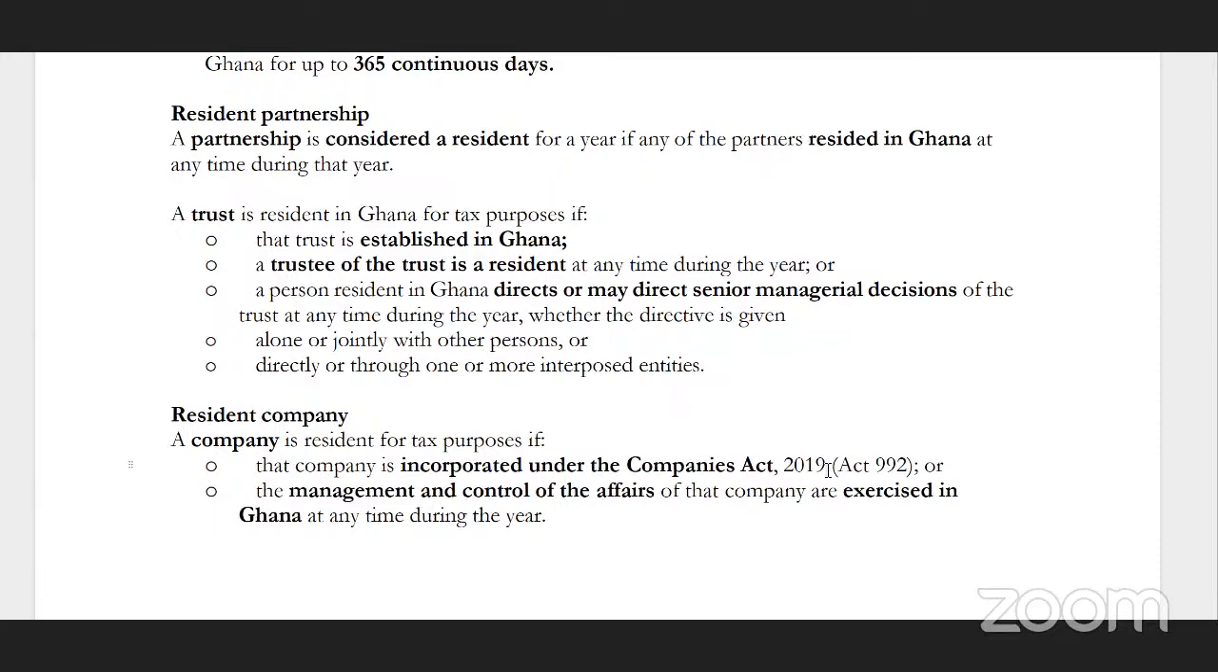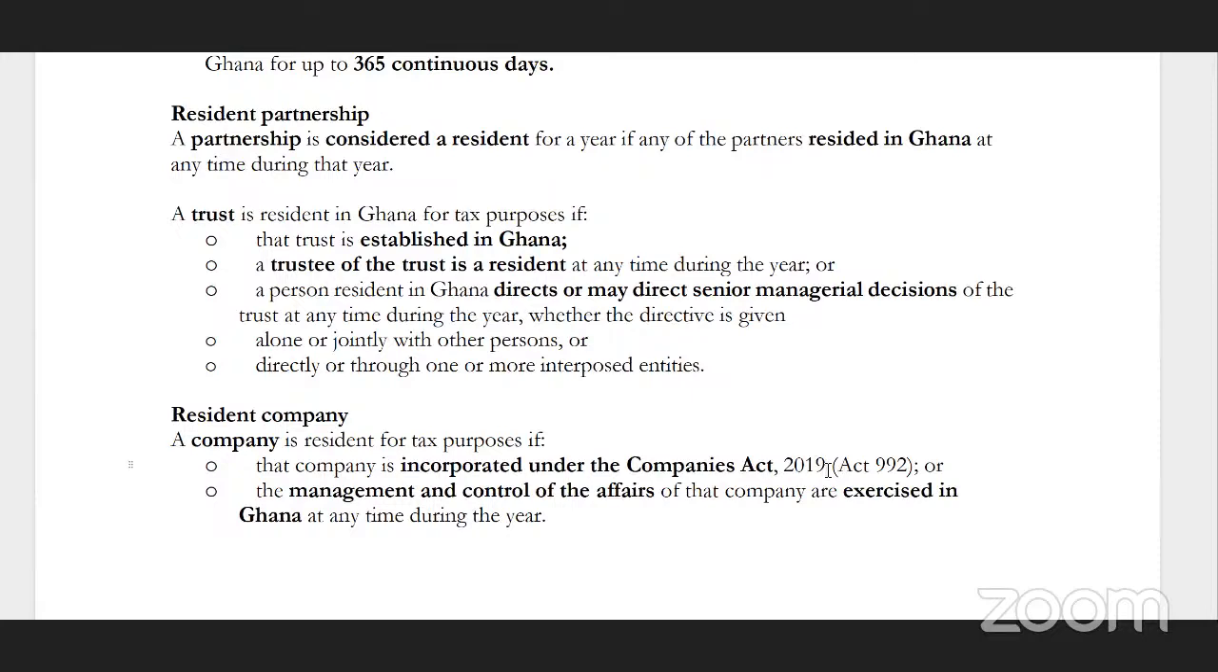So anytime you see it's resident, resided, they are talking, so far as it relates to an individual, apply the rules of individual to that person. So if the trust is established in Ghana, one, a trustee of the trust also was resident at any time during the year, or a person who is resident in Ghana directs or may direct the senior managerial decisions. And senior managerial decisions here has a lot of things, right?